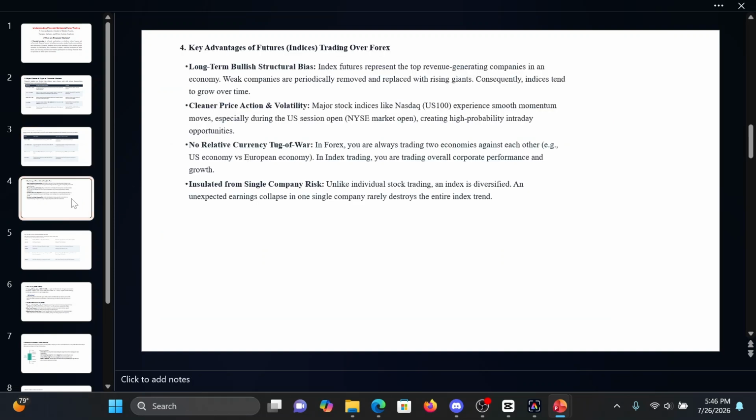So let's look at the key advantages of trading futures or index or indices over forex. One, we have the long-term bullish structure bias. Index futures represent the top revenue-generating companies in the economy. Weak companies are periodically removed and replaced with rising giants. Consequently, indices tend to grow over time. So you find that they are bullish. Like I told you, they are part of the stocks, and stocks always push higher.